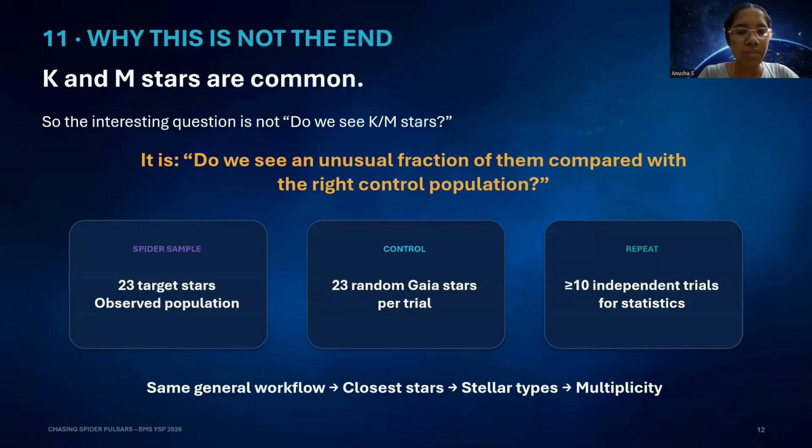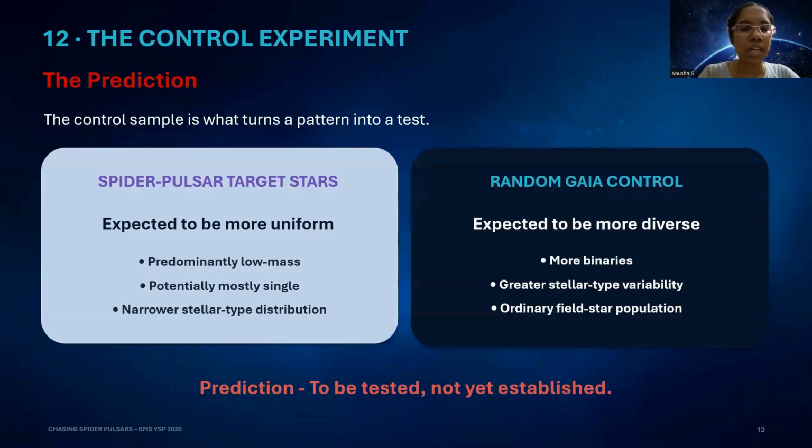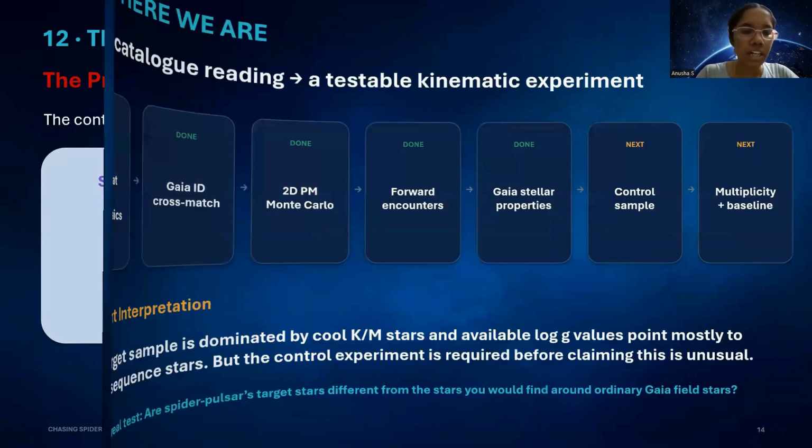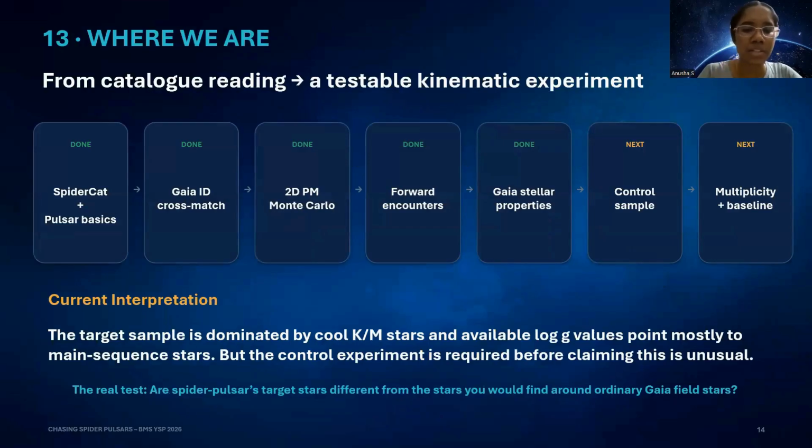Our next step is therefore to create a control sample. We plan to take 23 random Gaia stars, apply the same close encounter procedure, and repeat this at least 10 times to obtain meaningful statistics. We will then compare the stellar types and multiplicity of these random targets with the spider pulsar targets. So our current sample is dominated by cool K and M stars, but we don't yet know whether that is unusual.